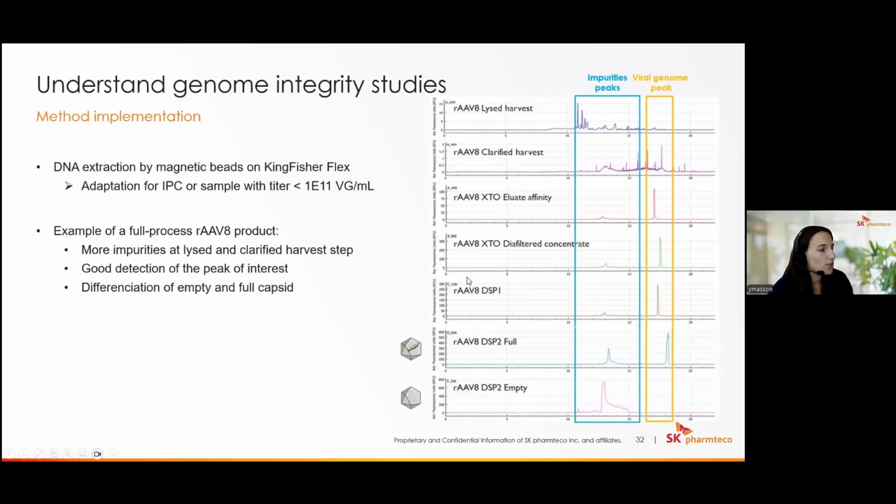During this production, we also enriched a part of the product with empty and full capsids. And you can see here the peak of viral genome in the sample enriched with full capsids, and it is absent in the sample enriched for empty capsids. The CGE-LIF method allows us to visualize the viral genome during the steps of production.